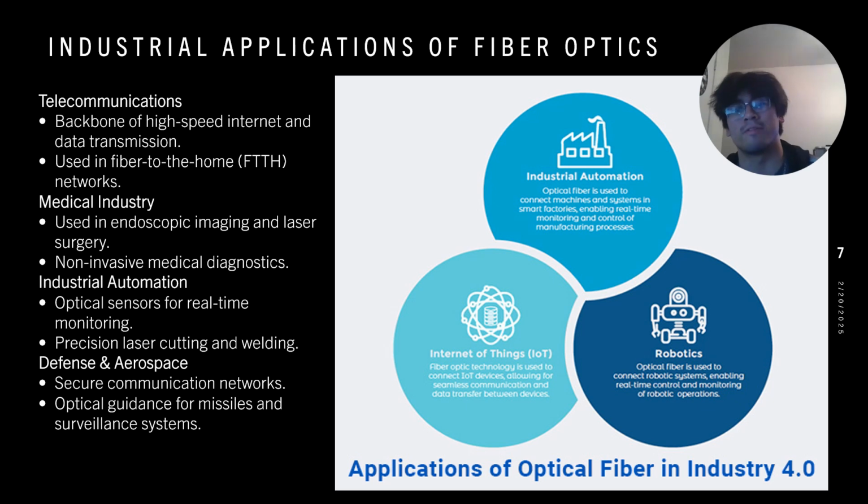And it can also be used in defense and aerospace, as it provides secure communication networks and optical guidance for missiles and surveillance systems and such. And here I have a diagram in which you can see industrial applications, the internet, the two major things, but it also can include robotics. It provides instantaneous feedback to each part of the robot, which I think is the biggest thing when it comes to robotics, is the delay. To make things look fluid, they need to have almost no delay between each action.